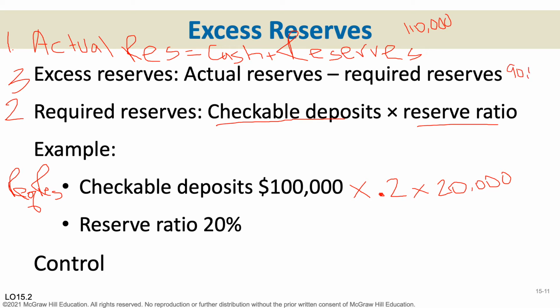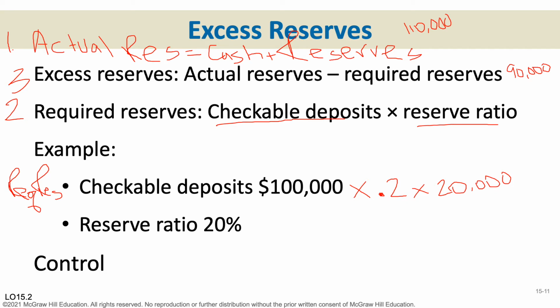You'll do this calculation a million different times before the semester is over. So we want to make sure that you understand how to calculate actual reserves, just cash plus the reserve account, required reserves, checkable deposits times the required reserve ratio, both of those numbers will be given to you, and then subtract the required from the actual to get excess reserves.